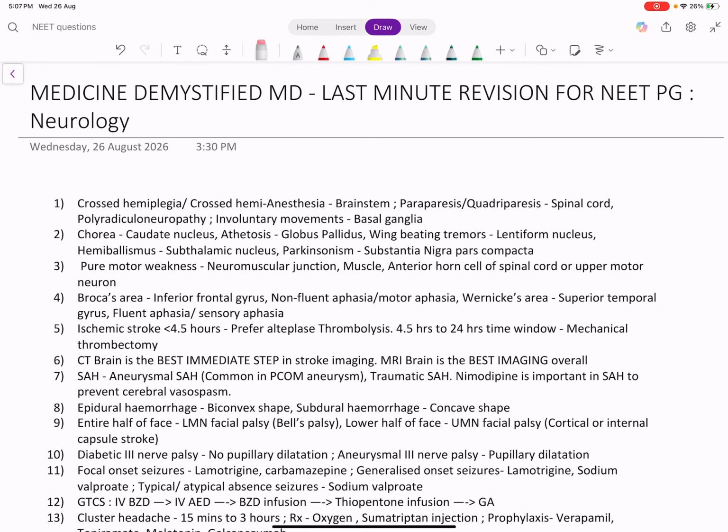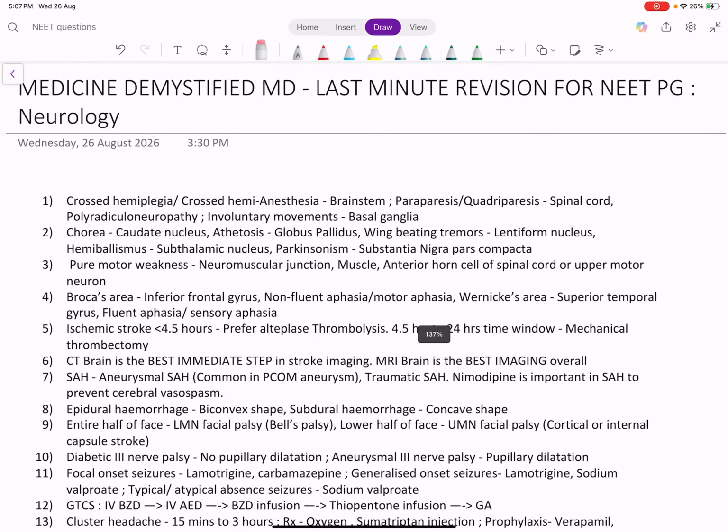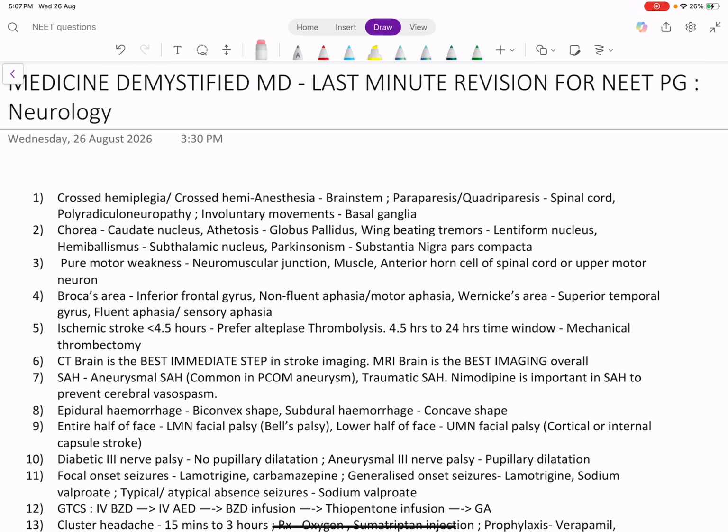Good morning. Today in our last minute revision series for NEET PG, we will discuss about 25 one-liners from neurology. So crossed hemiplegia or crossed hemianesthesia syndromes mean the involvement is in the brainstem. Paraparesis or quadriparesis, it may mean there is a problem with either the spinal cord or it is a polyradiculoneuropathy. Example for polyradiculoneuropathy is GBS, that is involvement of nerve root as well as nerve.